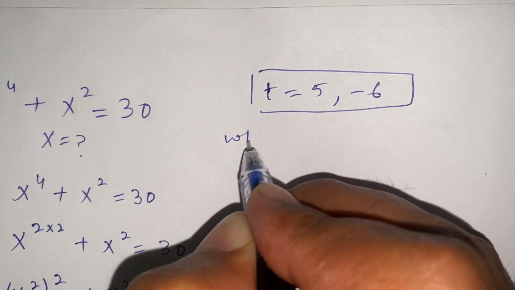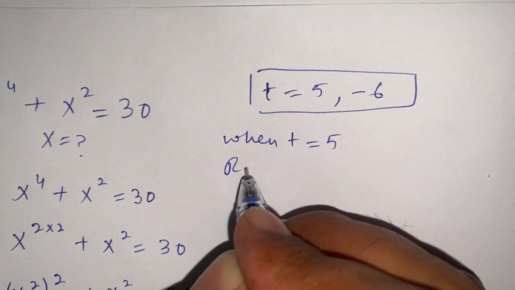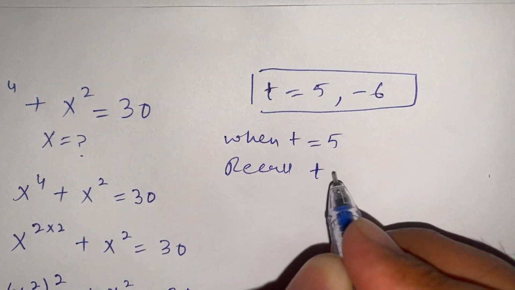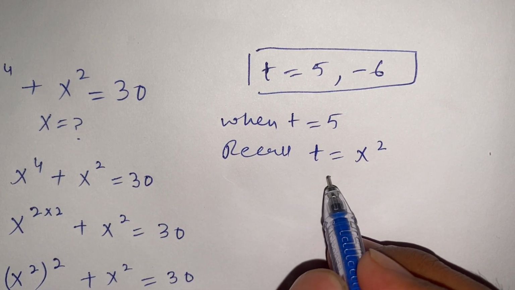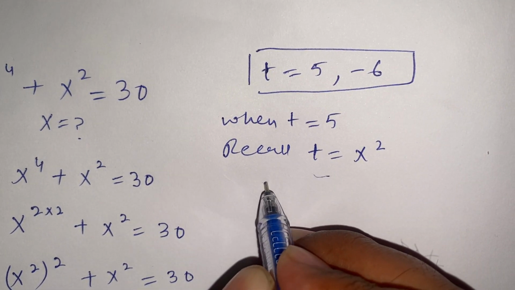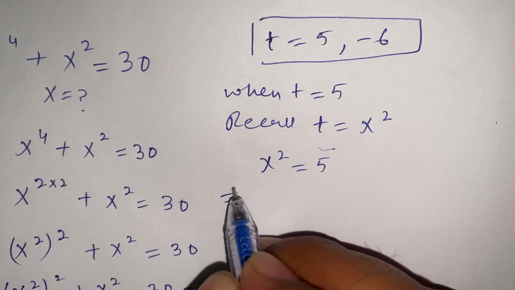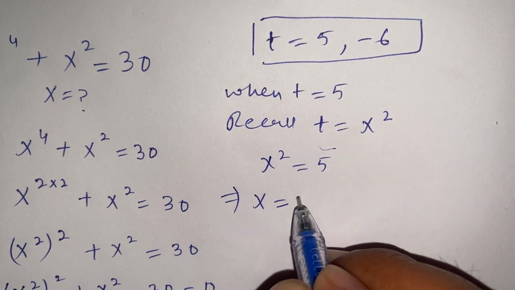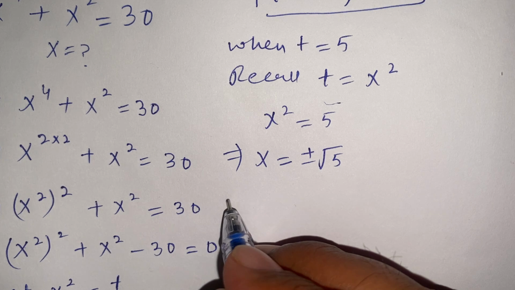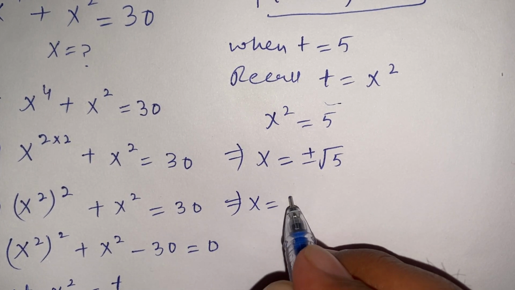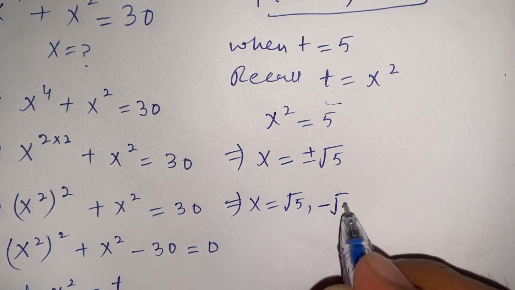Now when t is equal to 5, recall t is equal to x square. Now on substituting the value of t, t is equal to x square, thus x square is equal to 5, which implies x is equal to plus minus square root of 5. Now here are two values of x. First value is square root of 5, second value is minus square root of 5.